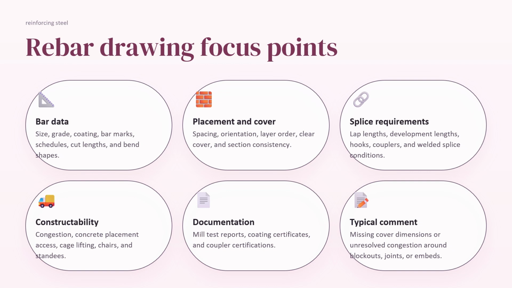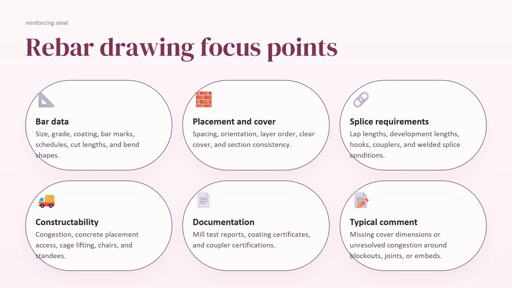Mostly whenever a shop drawing is submitted, whenever you review it, you might not see a mill test report in the same file. Make sure you check the mill test report and other certificates are there for this shop drawing. Typical comment: missing cover dimensions or unresolved congestion around blockouts, joints, or embeds. So we will see what's next.